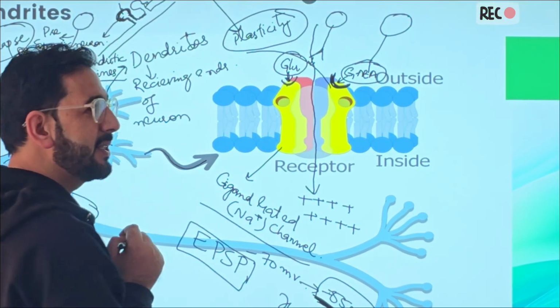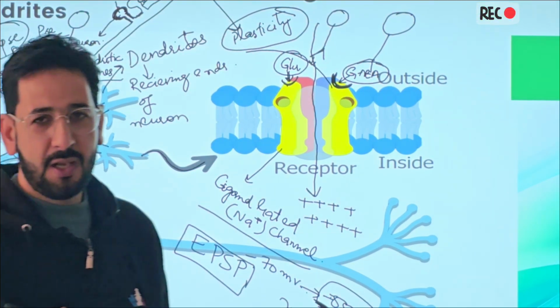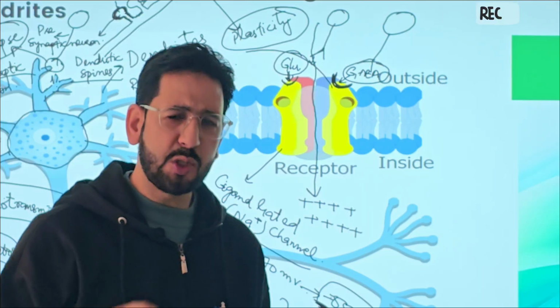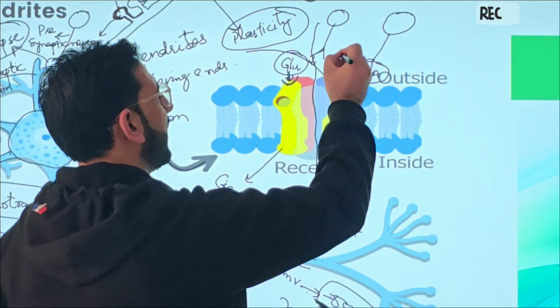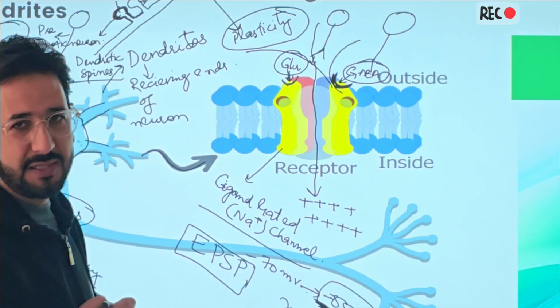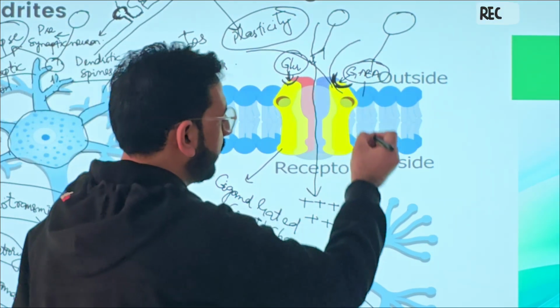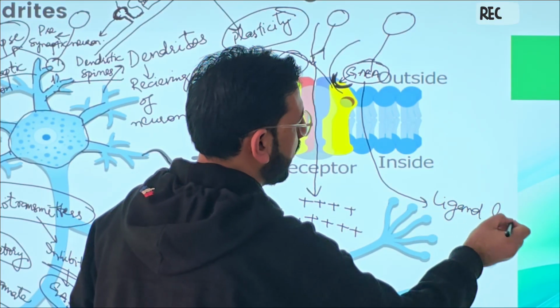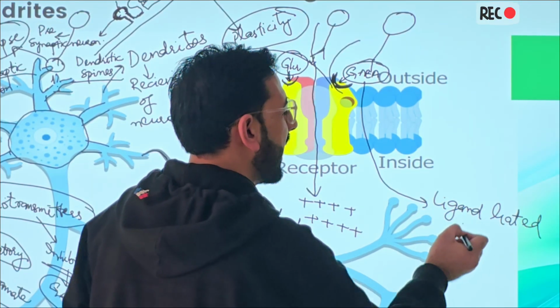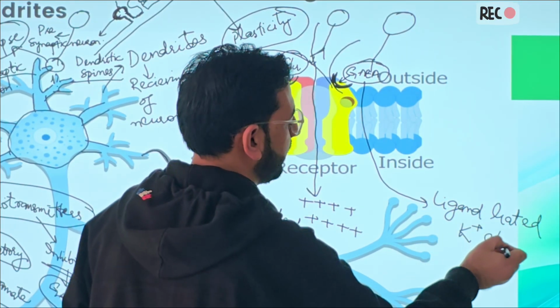Now, what it will do is it will open the ligand gated anion channels, or most importantly, it will open the ligand gated potassium channels. This GABA will open the ligand gated chloride channels or ligand gated potassium channels.